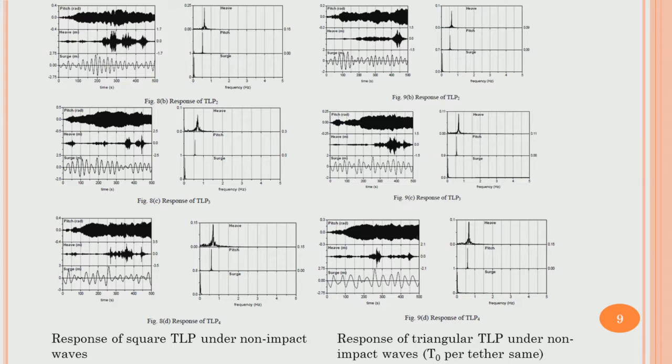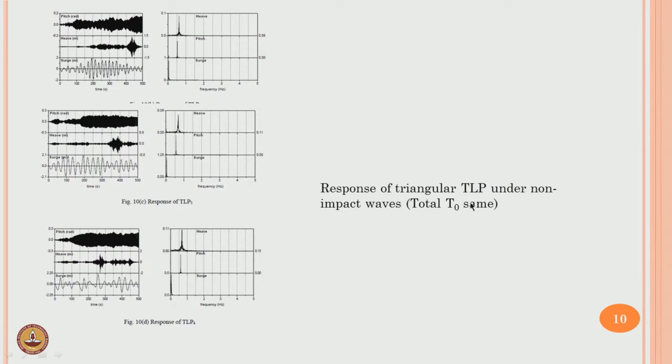Let us talk about non-impact waves. They cause springing response. Let us look at the typical time history of these responses once again. These are the typical time history response and the corresponding power spectral density function in frequency domain of square as well as equivalent triangular TLPs under the non-impact waves for two different established cases, T0 per tether being same or T0 total being same between the triangular configurations and the existing square configurations of the platform.